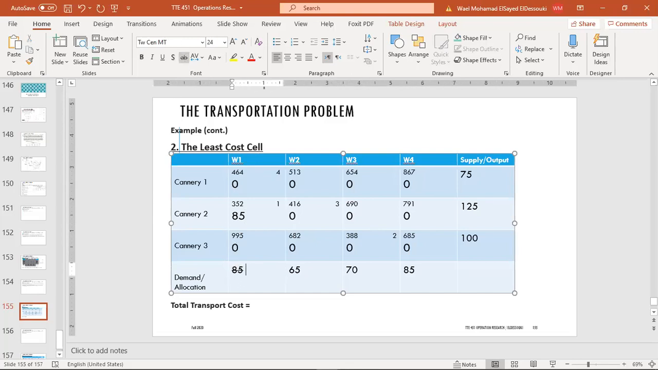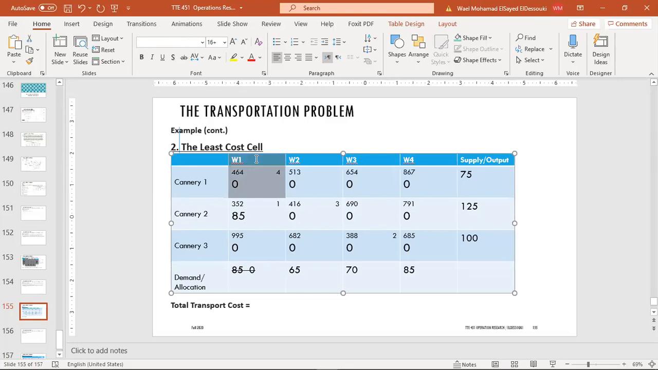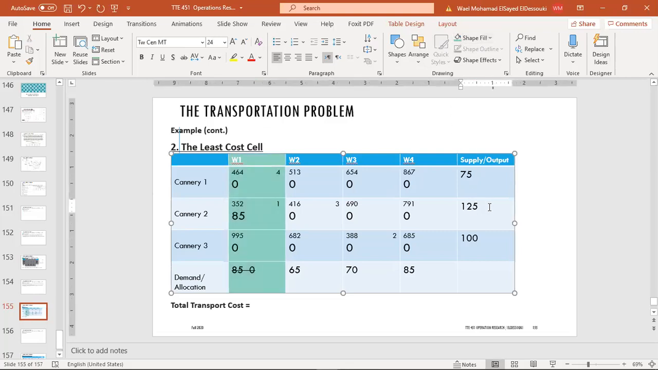and 0. So this one altogether is fulfilled, correct? And this one, the remaining out of the 125 becomes how much? We subtract 85 out of 125. So how much we have here? 40? Yes. Okay. And this column is out of the loop.